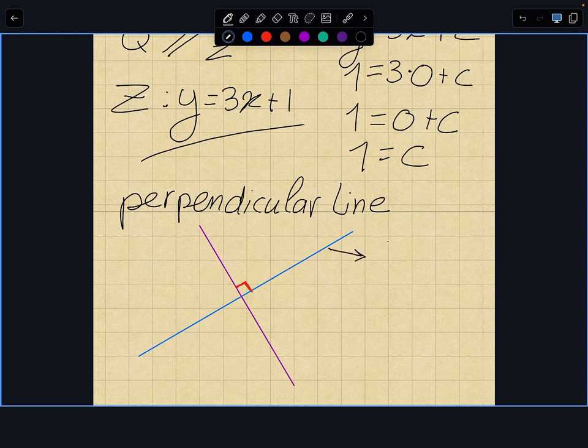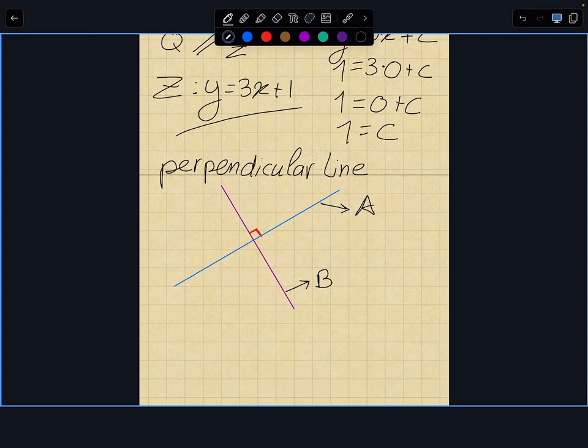So let's say this is line A and this is line B. They form a 90-degree angle. I've seen this many times in paper 1s and 2s. As I said, chapter 9 is the chapter you get the most points for. It's about 4 to 5 equations. So it's always best to know chapter 9 the best. Perpendicular line.